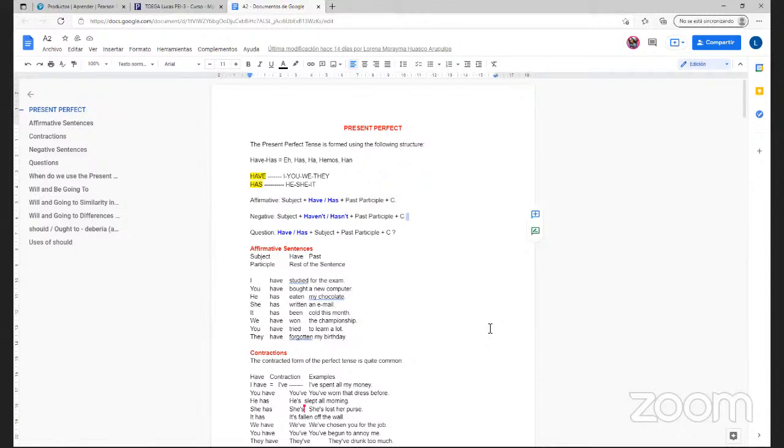Yes, right? Because of the past participle of the verb. If we see the past participle, we realize that it is present perfect, right? Yes. Perfect.